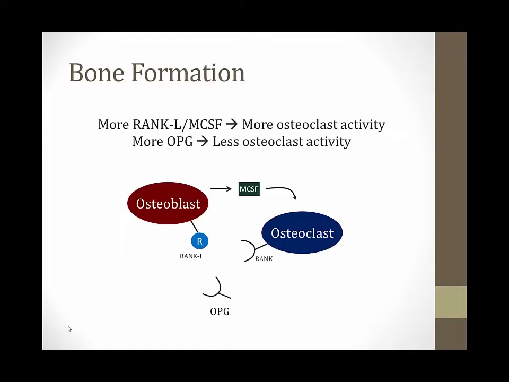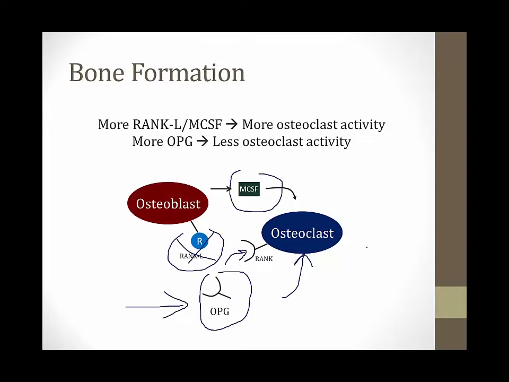So I've summarized everything with this picture on this slide. And basically, if you know this picture, you can answer lots and lots of questions about bone pathology and bone physiology. So osteoblasts make RANKL, and they also make MCSF, and both of these things can stimulate osteoclasts. In addition, osteoblasts make OPG, which is a decoy receptor. It will bind to RANKL and block it from binding to RANK. So when osteoblasts make more OPG, that decreases osteoclast activity. And I've summarized all this at the top of the slide. More RANKL, or MCSF, from osteoblasts leads to more osteoclast activity. More OPG from osteoblasts leads to less osteoclast activity.